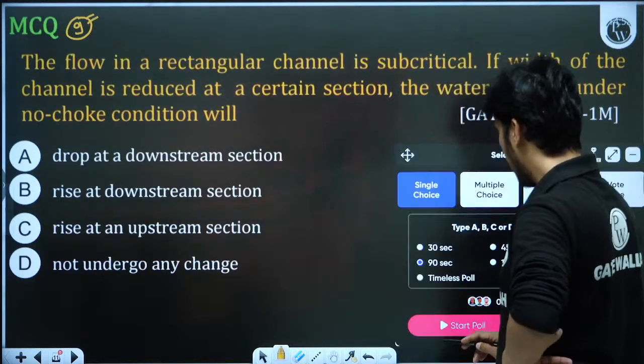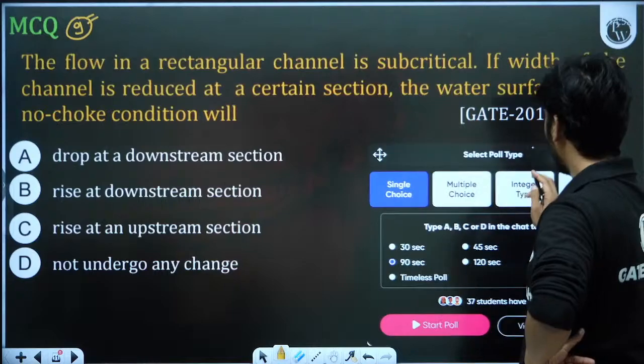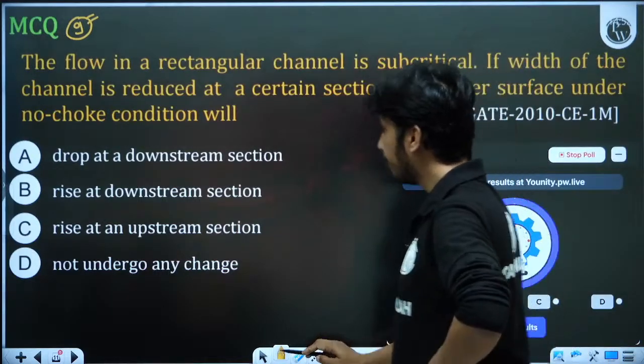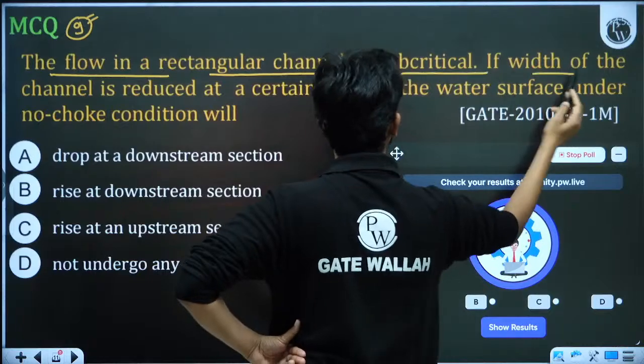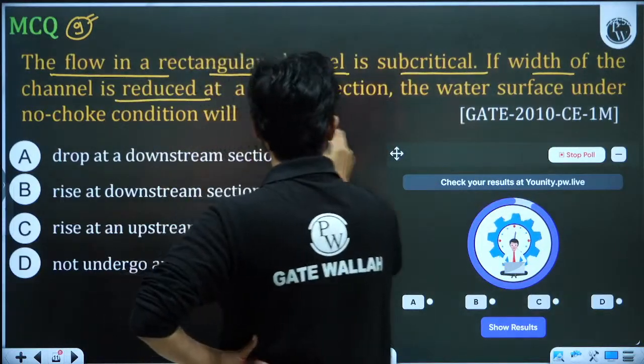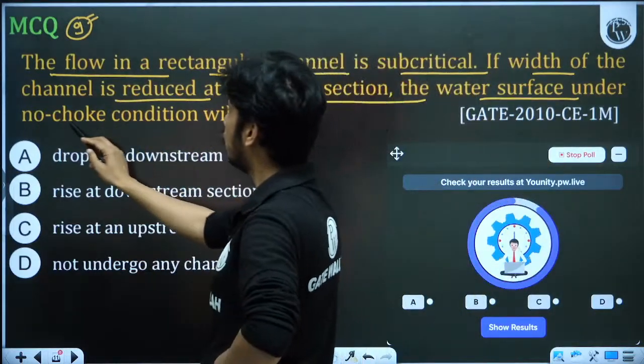Okay, so let's create the poll for this question. 1 mark question. I am giving you 90 seconds. Poll is started. The flow in a rectangular channel is subcritical if the width of the channel is reduced at a certain section. The water surface under the no choke condition will be.